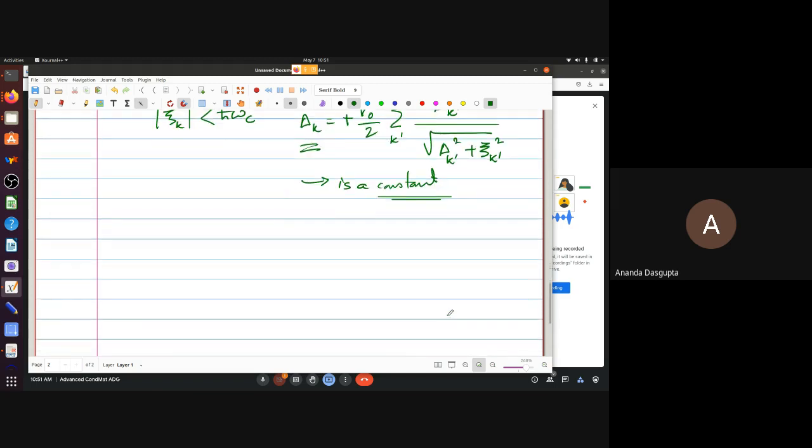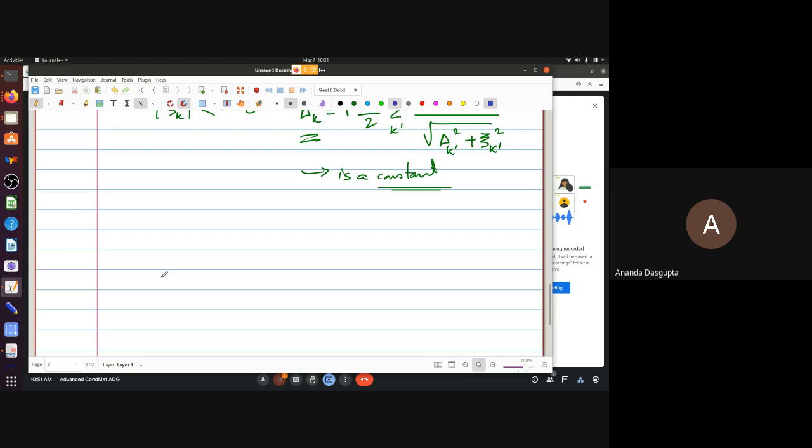In other words, delta k takes this form: 0 when mod xi k is greater than h cross omega c, and some constant independent of k when mod xi k is less than h cross omega c.